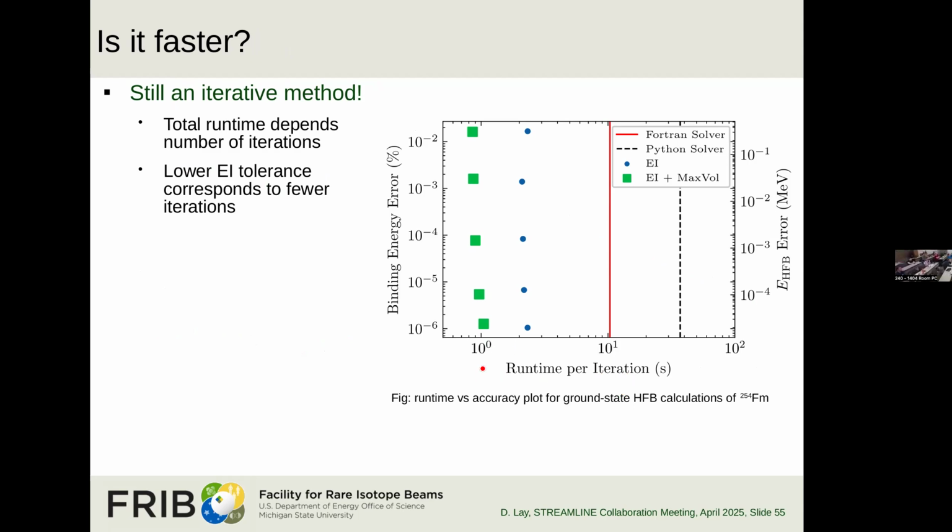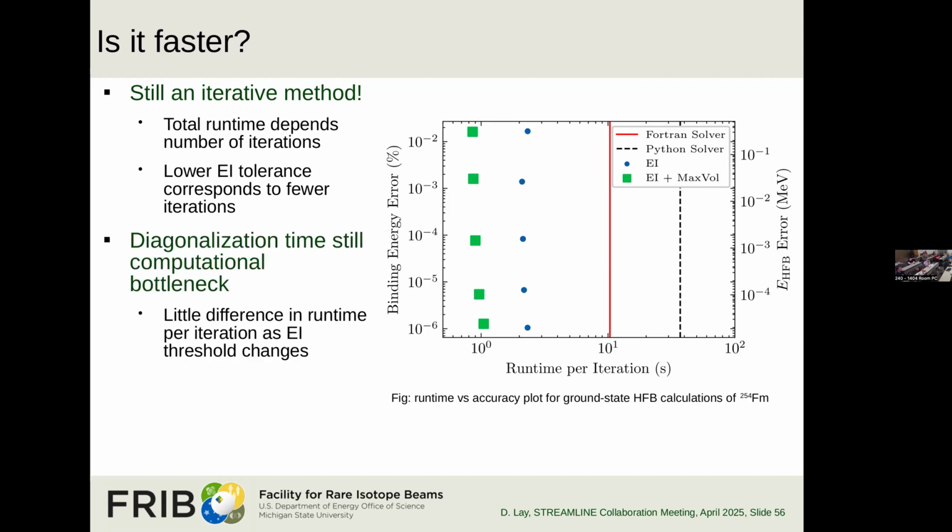One thing I'll point out is that the runtime per iteration doesn't drastically change with the reduced basis size. And that's because you're bumping up against the diagonalization time. Now the diagonalization time is the bottleneck, and you would have to address that to see further speed up. I'll also point out that the emulator is written in Python, and I'm benchmarking here against the Fortran code HFB-THO. You see that there is an additional factor of speed up when I compare to an equivalent HFB solver written in Python.